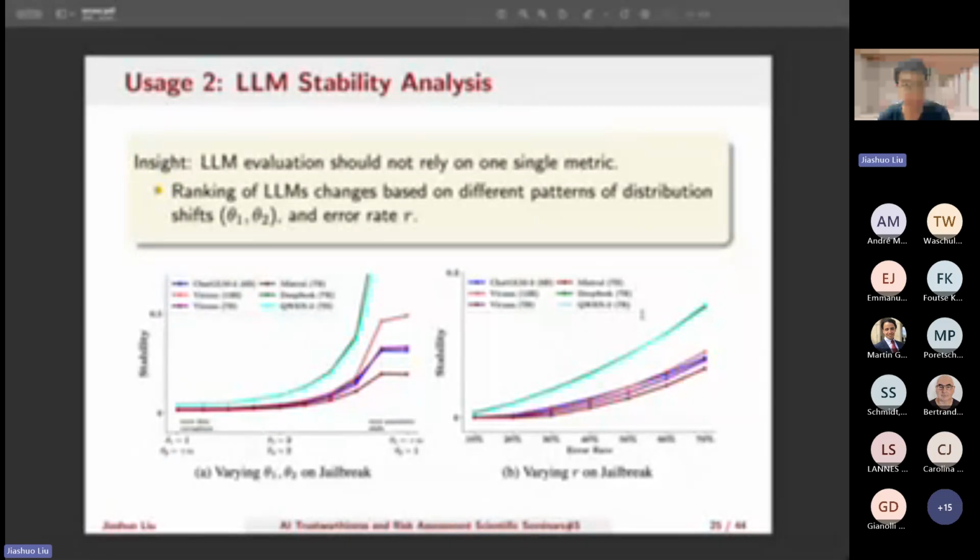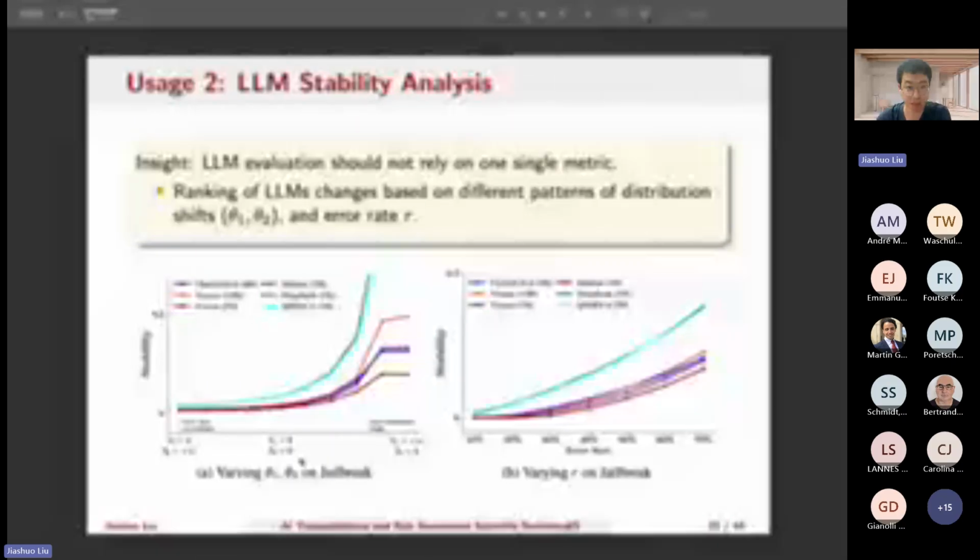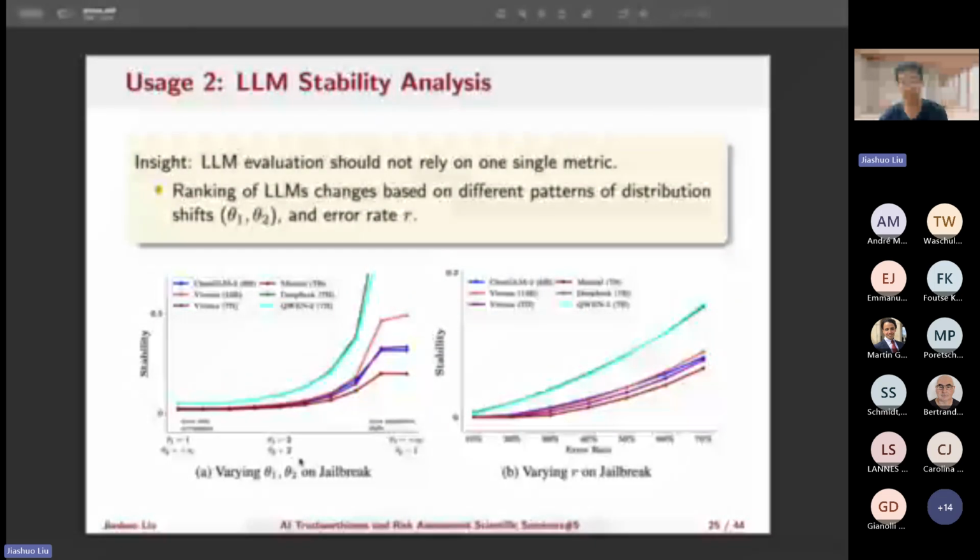So these are the results. I'm not sure whether this figure works. Here from the results, the insight is that LM evaluation is very complex, and we should not only rely on one single metric. From the figure, if we change the relative strength of the two kinds of perturbations, and also if we change the predefined error rate, you can see that the rankings of LMs change based on different patterns of shifts and also the error rate. So it means that when comparing two LMs, we should not only rely on one specific metric, which may produce unreliable comparison.